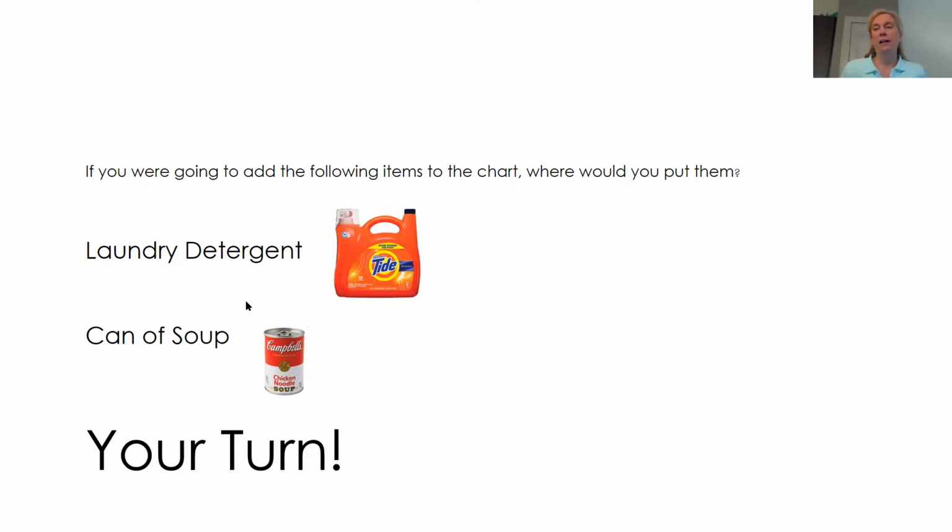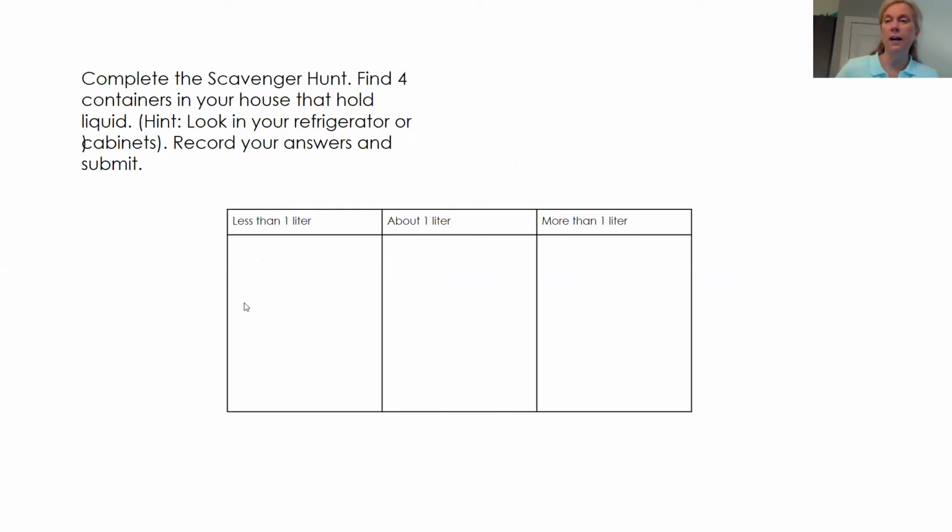All right, moving on. I have an assignment for you to do today, and this is a fun one, and you get to do this one at home since you're there. This is a scavenger hunt, and you have to find 4 containers in your house that hold liquid. Hint, look in your refrigerator or your cabinets. Record your answers and submit. You're going to look at the chart, and please write down if your item has less than 1 liter, about 1 liter, or more than 1 liter. A reminder, 4 items, and you must get somebody's permission before you go through the refrigerator or through the cabinets.